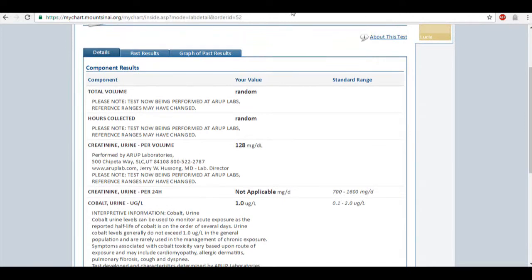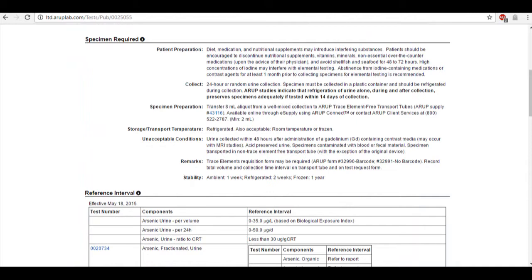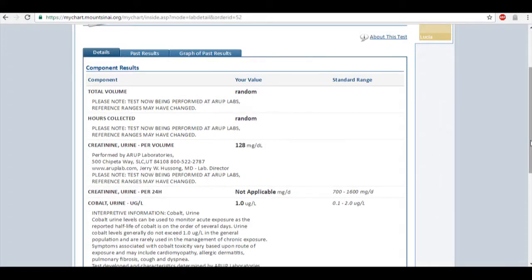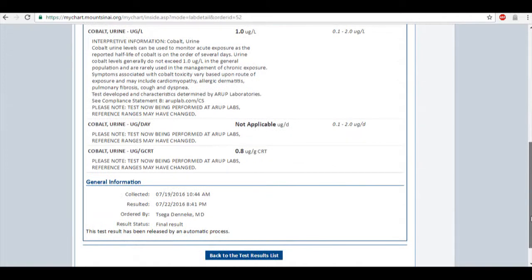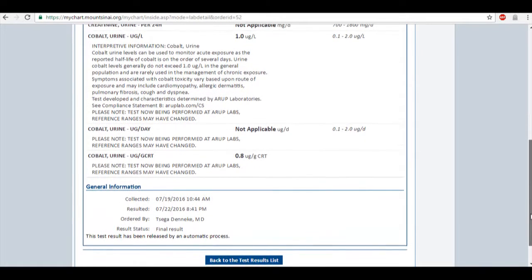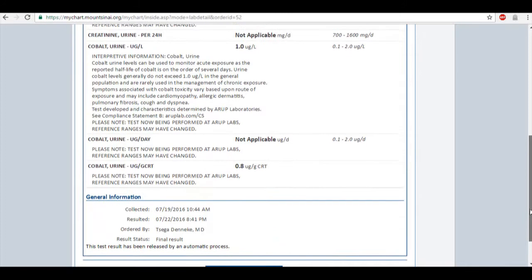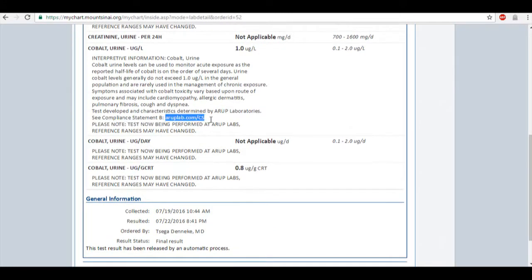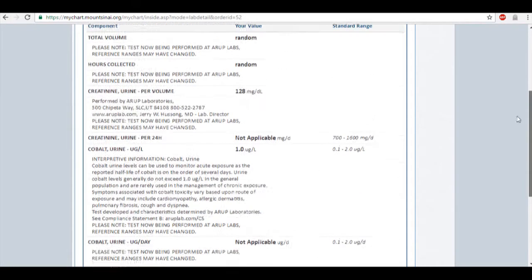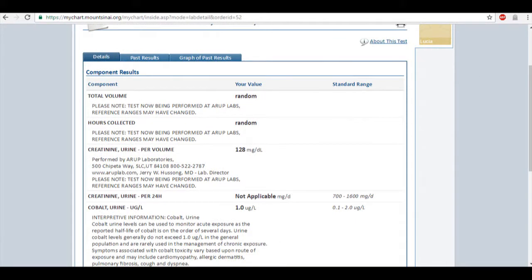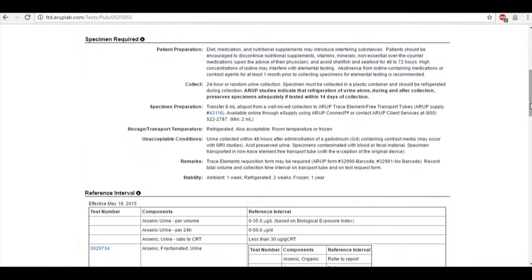Now, let me show you what you see. Over here, who was it that did the testing? The tests were done by ARUP Laboratories right here. You see here, they're saying the tested development characteristics were determined by the ARUP Laboratories.